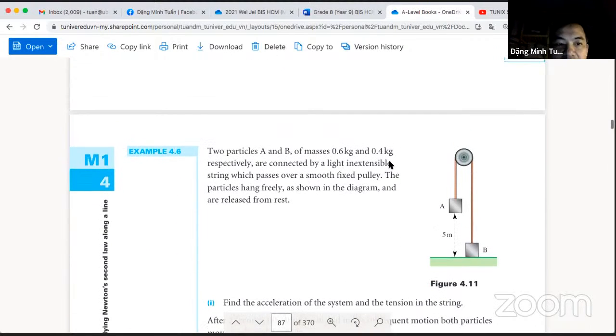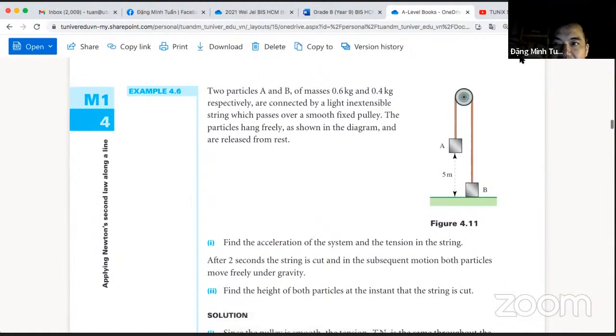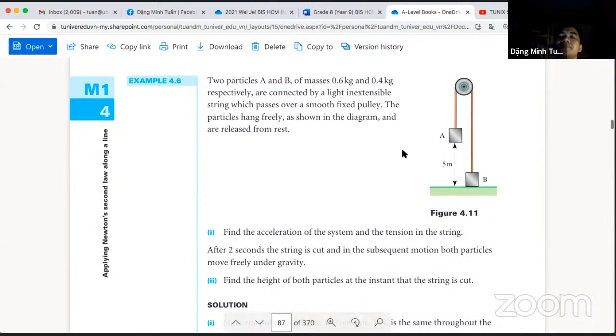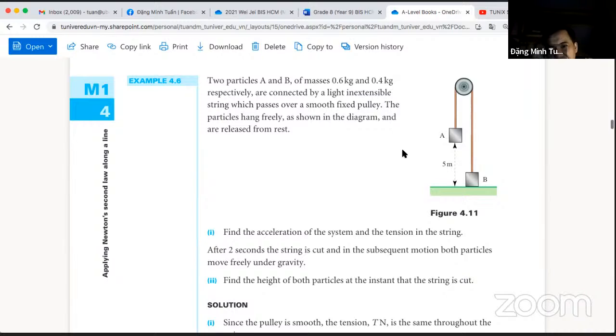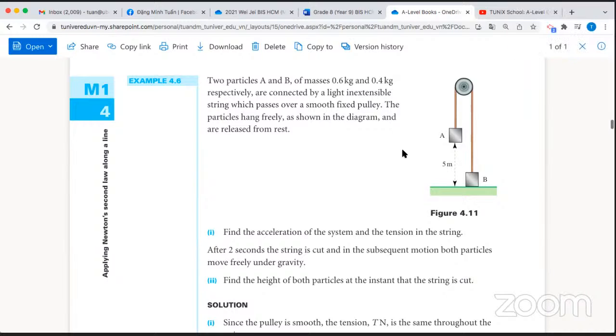Okay. So now, example 4.6 is very interesting. Look at this one. Now you have two particles A and B. The masses are 0.6 and 0.4 respectively. You know why we have to change the values of the masses of the particles? They must be different, or else they just balance out each other.